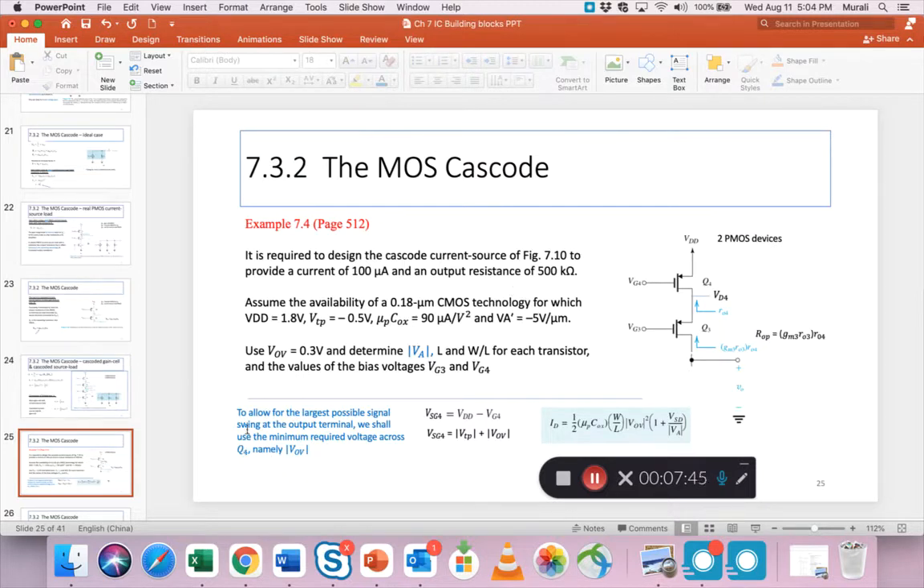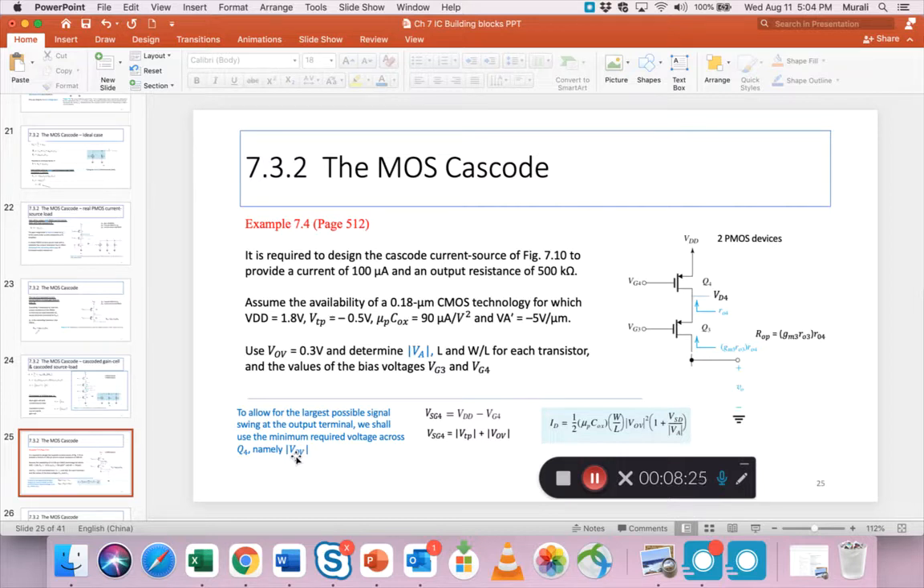And this note here: to allow for the largest possible swing at the output terminal, we shall use the minimum required voltage across Q4. When they say a voltage across a transistor, in this case it means the source to drain voltage. So if you allow that to be just VOV, then you get the maximum possible. Any voltage higher than that is just driving it deeper into saturation, right? But if you just have VOV, that's good enough. It's already in saturation.